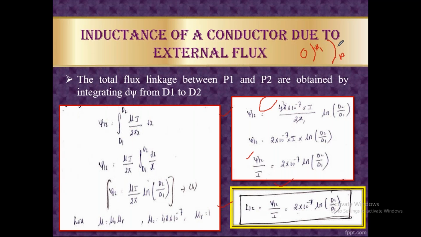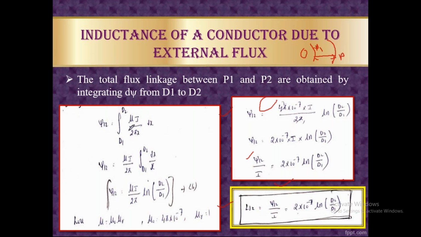Now we have to find what is the flux linkage between these two points, and the flux linkage will change with respect to the distance from D1 to D2. D1 is the distance from origin to the point P1, and D2 is the distance from origin to point P2. By using this equation, psi12 is the flux linkage due to the current with respect to the outer surface. This flux linkage will change from D1 to D2, and this is the equation of flux linkage we already derived in the last derivation.